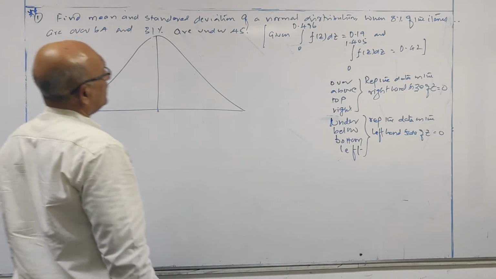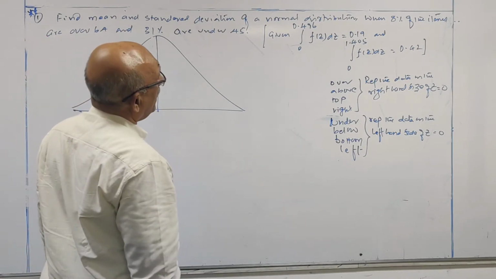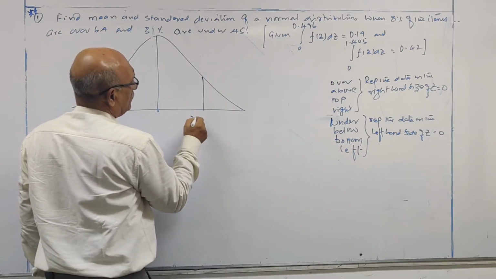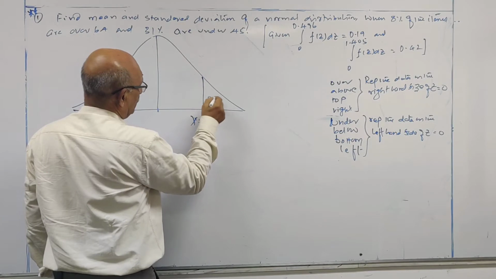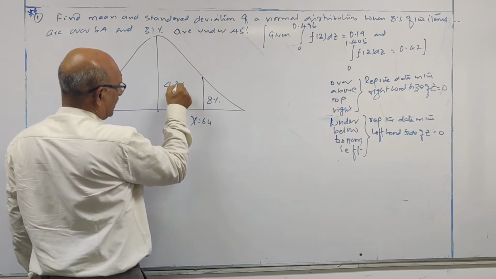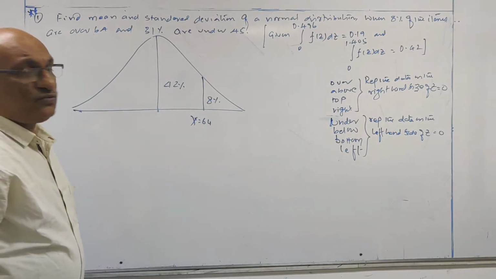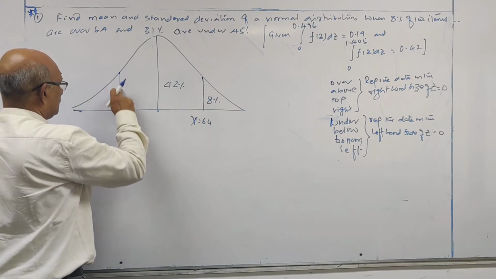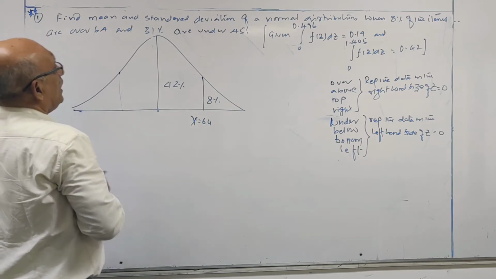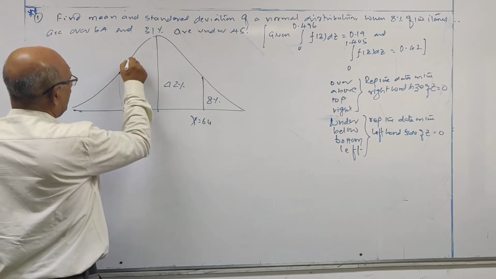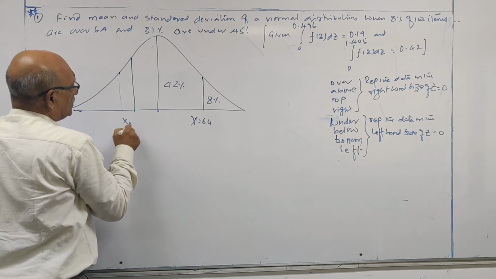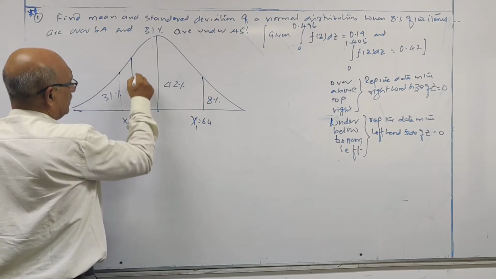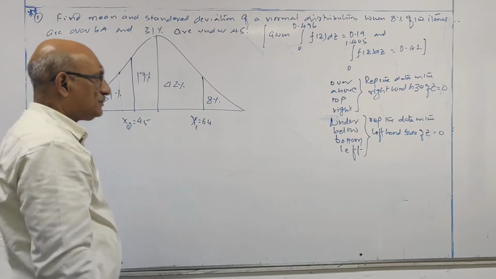What is given in the question? 8% of the items are over 64. X1 is equal to 64. This is 8%. So this is 42%. Next. 31% are under 45. X2 is equal to 45. This is 31%. So this is 19%.